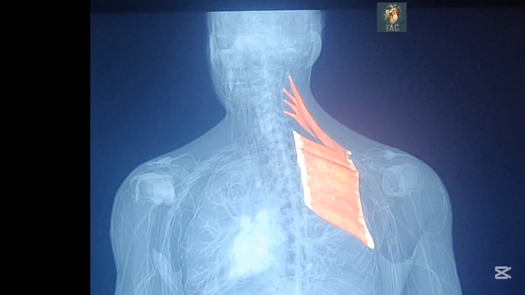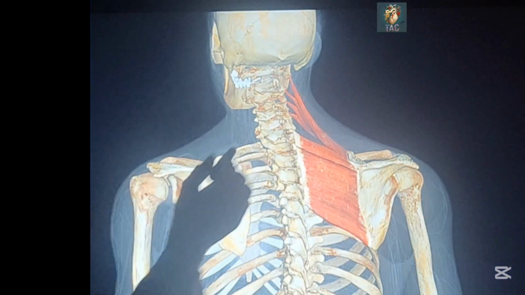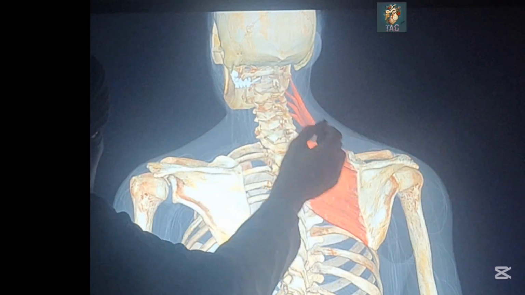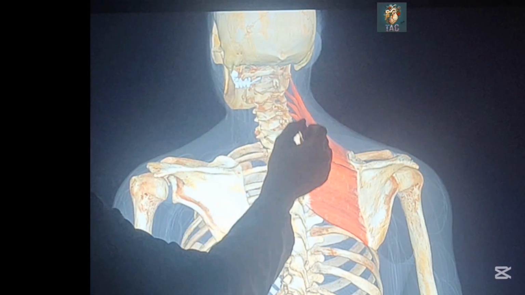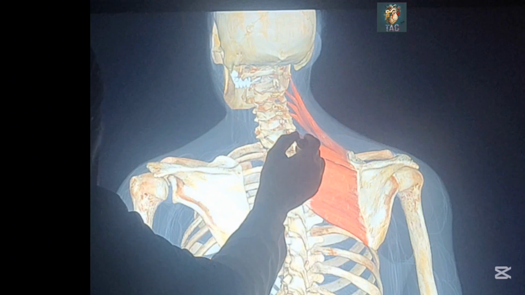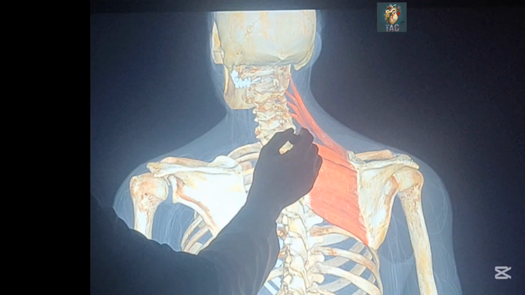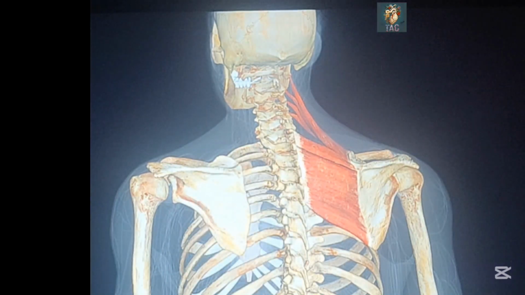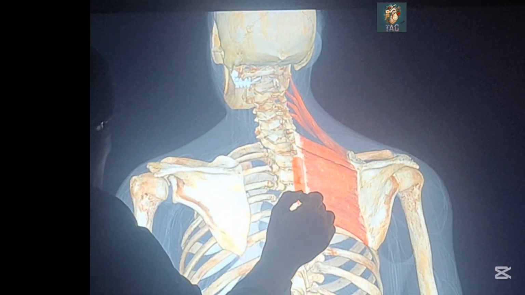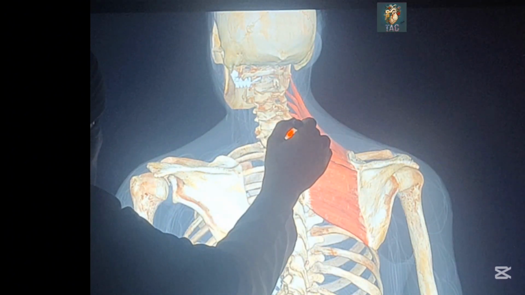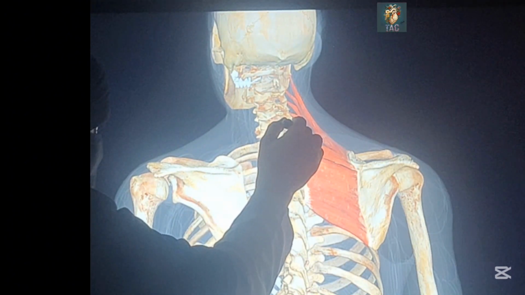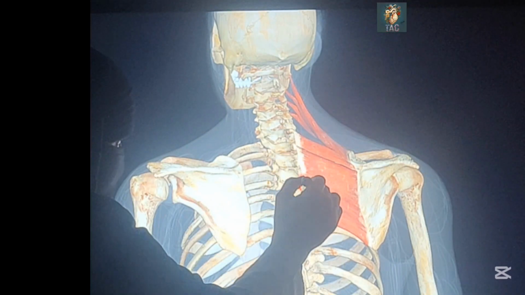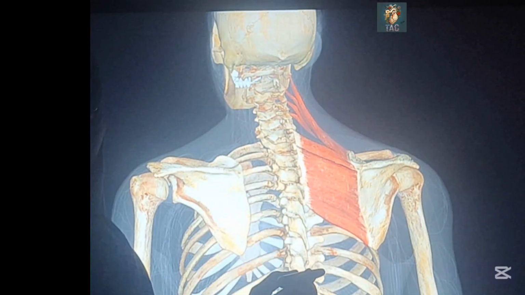Now we will see how these muscles take origin from the different bones. Here you can see the levator scapulae muscle, which takes origin from the upper four cervical vertebrae, the rhomboides minor muscle from C7 and T1, and the rhomboides major from T2 to T5. So these are the transverse processes of the upper four cervical vertebrae, then cervical vertebra 7 and T1, and the rhomboides major from T2 to T5.